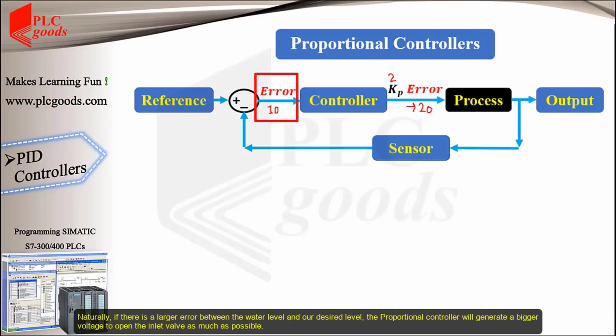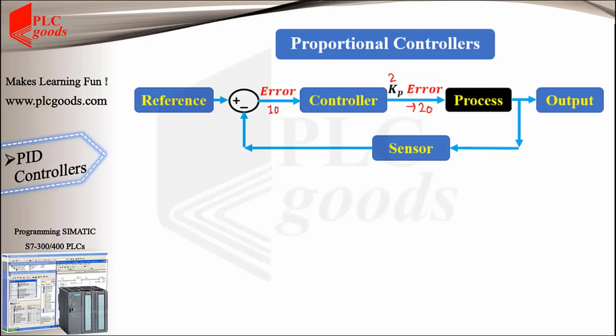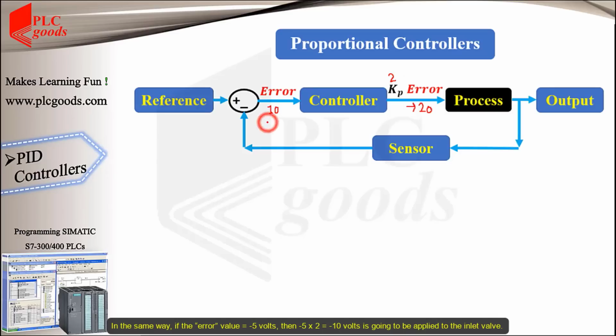Naturally, if there is a larger error between the water level and our desired level, the proportional controller will generate a bigger voltage to open the inlet valve as much as possible. In the same way, if the error value is minus 5 volts, then minus 5 times 2 is equal to minus 10 volts, which is going to be applied to the inlet valve.